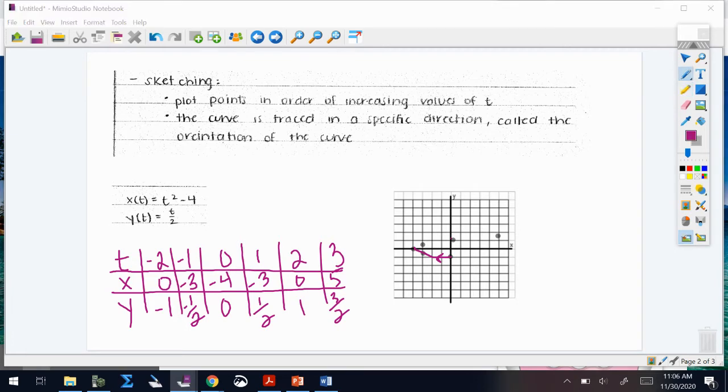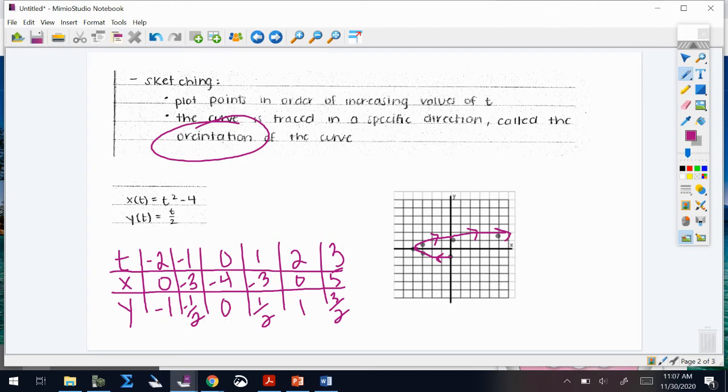And when I connect this, I'm going to draw those little arrowheads. That is referred to as the orientation of the curve. So you actually have a curve that has movement with it. As the t value, as the parameter gets larger, I create these next points. So you do have to sketch in an order that shows you, as t gets bigger, what direction the graph is moving. And that is, again, called the orientation of the graph.